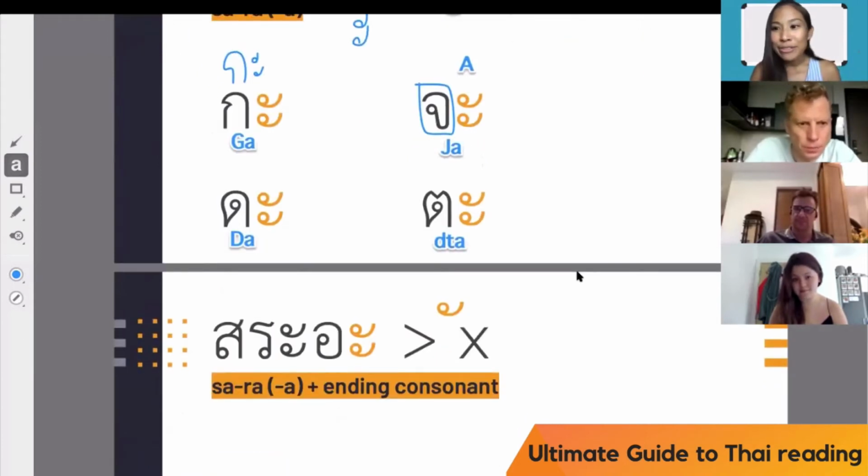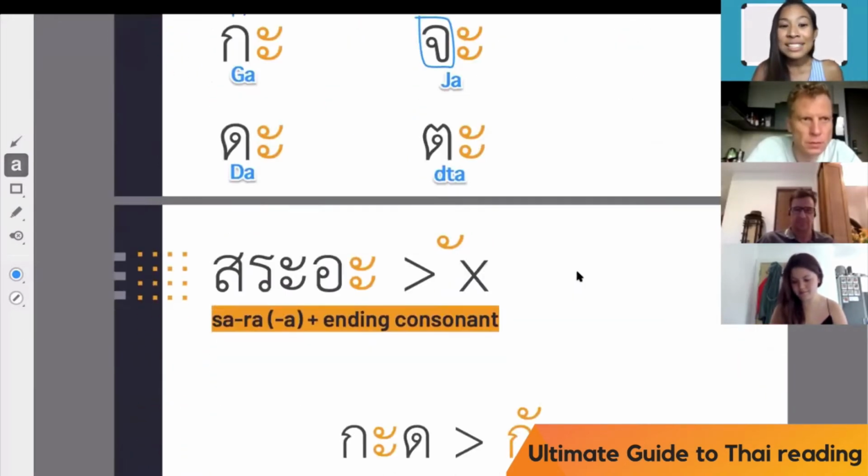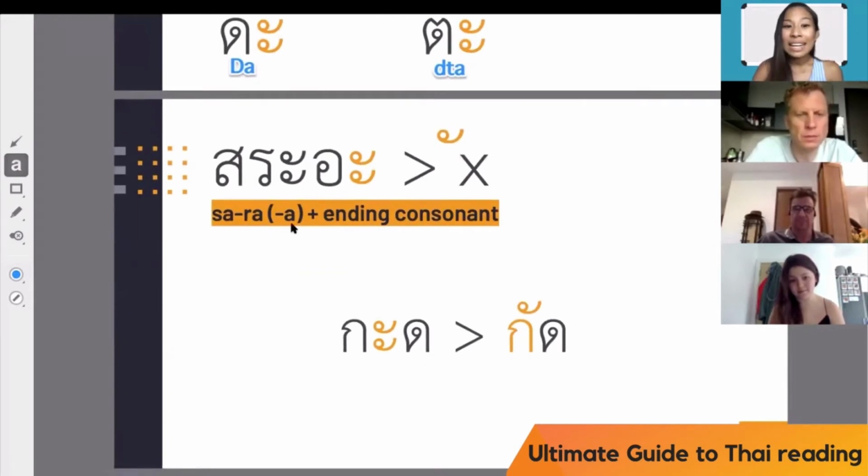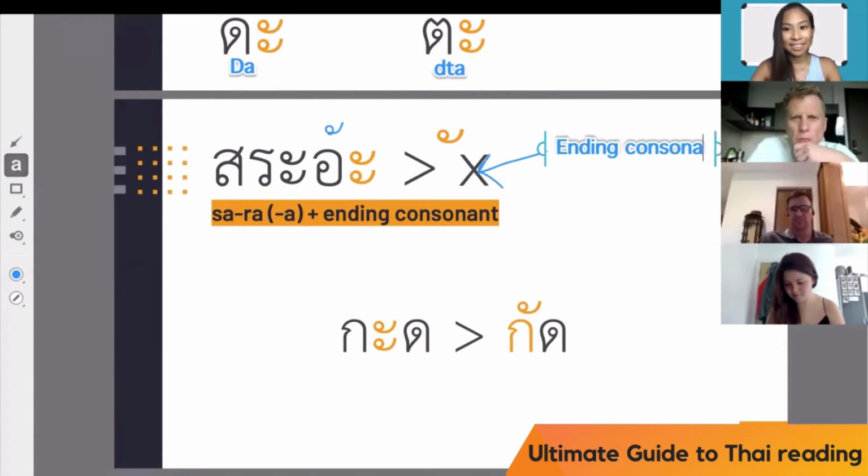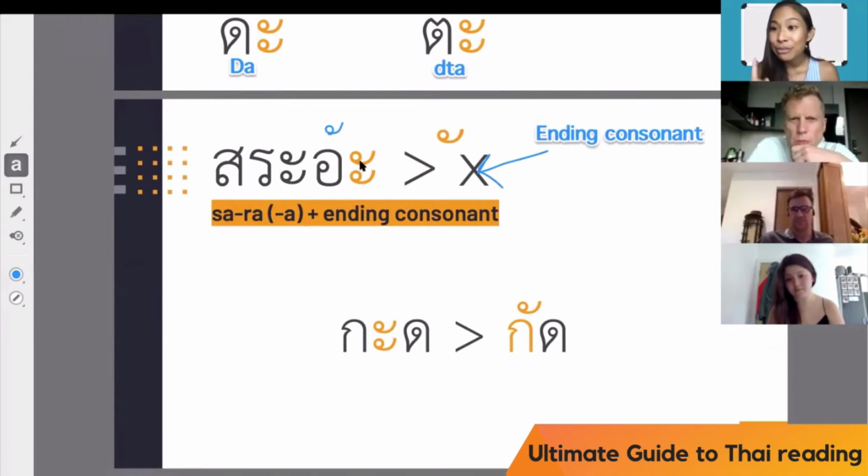One rule that you have to learn is that for sara'a, when sara'a has an ending or final consonant, it moves from here to up here. X means ending consonant. You see? This is the ending consonant, so it changed the form. In Thai language, some vowels change form. So from here, when they come with an ending consonant, it's moved up there.